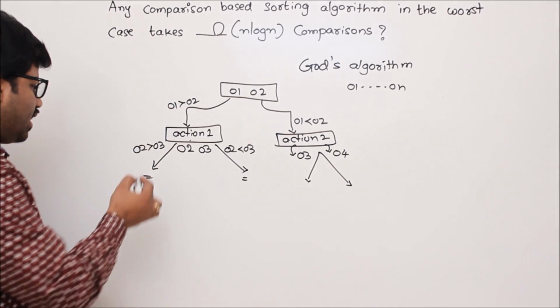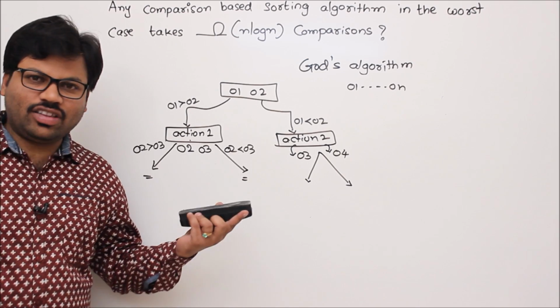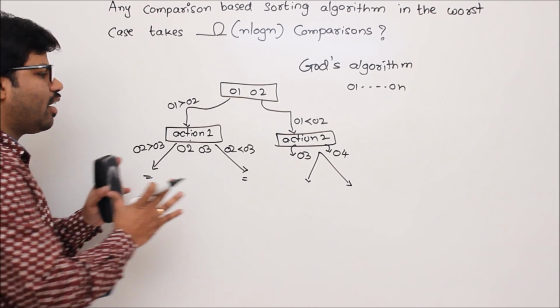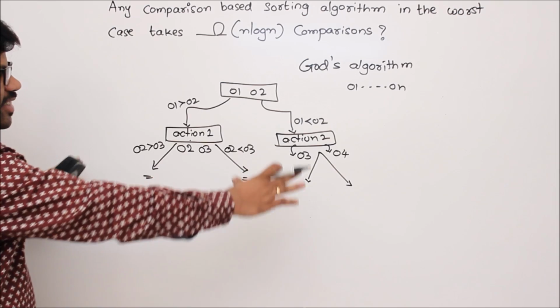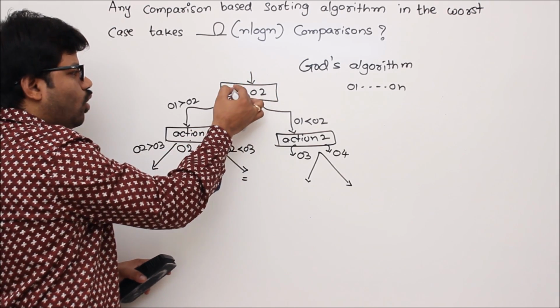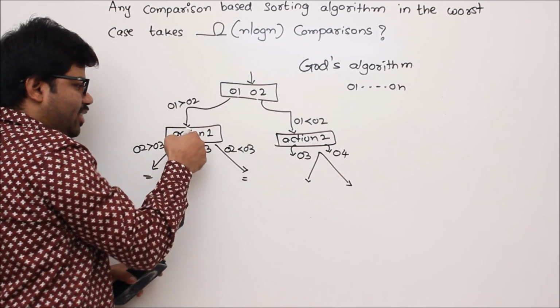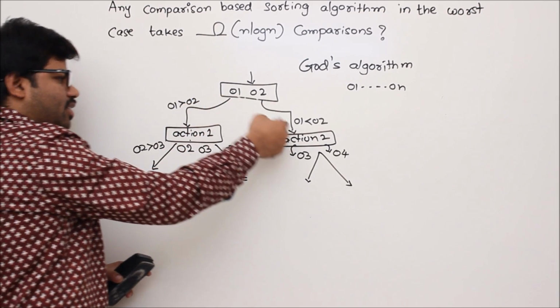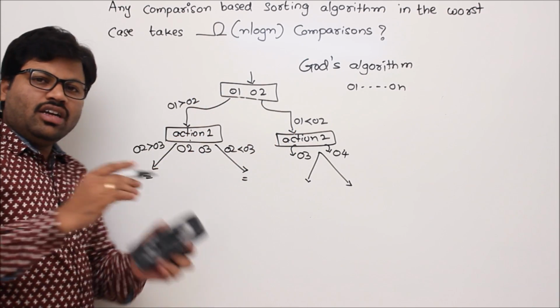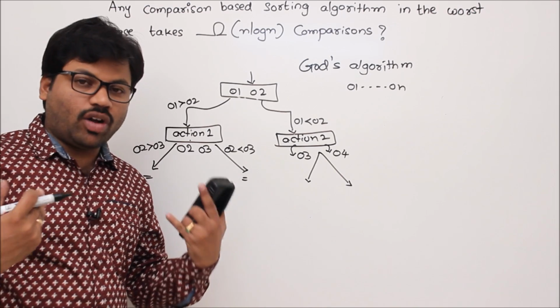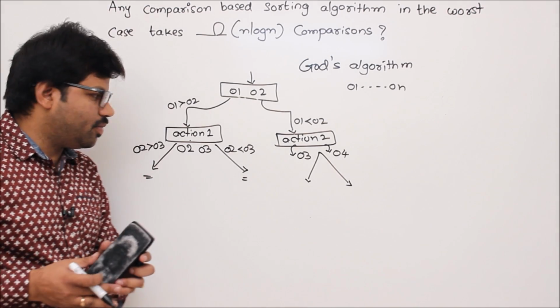What I want to say is, in that way, any algorithm you write, I can represent it like a decision tree. Based on the comparison of O1 and O2, you are taking a decision. You are coming either this side or this side. If you come this side, you may compare two other elements. I don't know what they are, it depends on your algorithm.